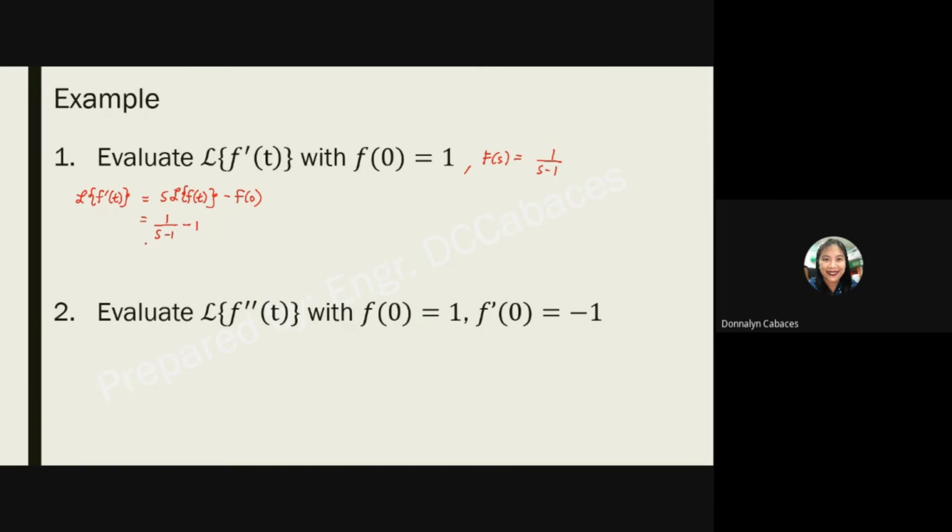Okay, and simplifying, this would be your s minus 1. Sorry. Given here is, yeah. So you have here s times Laplace of f. So this is actually s. So s minus s. So this is equal to 1 over s minus 1.